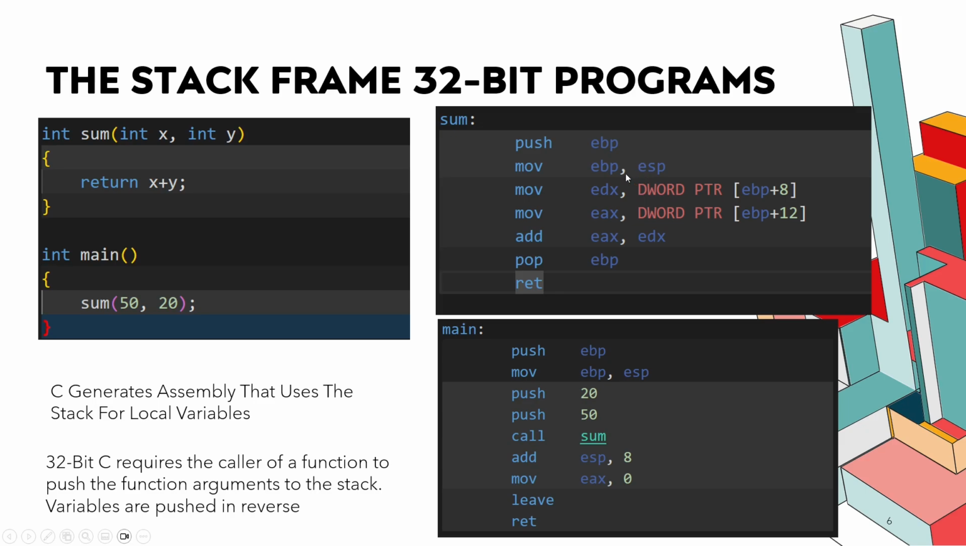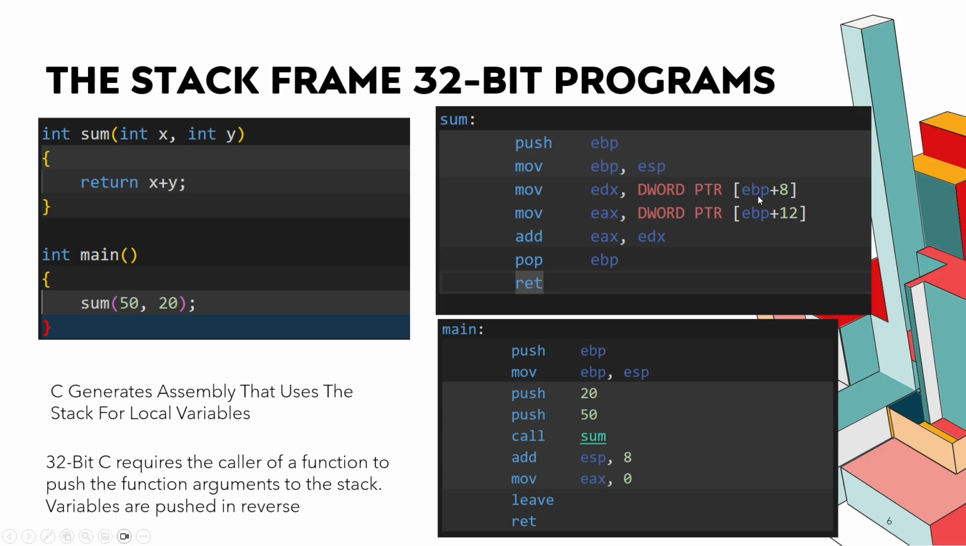Now once we've moved the stack pointer to the base pointer, we have a reference frame, and we can access those numbers that were pushed to the stack. How do we do this? We add a plus offset to it. So for example, here we move the value 50 into the EDX register.